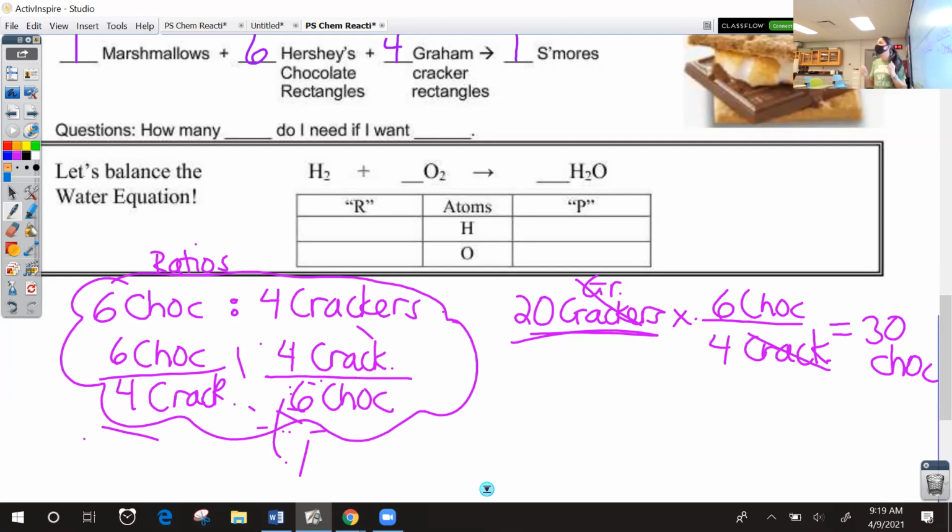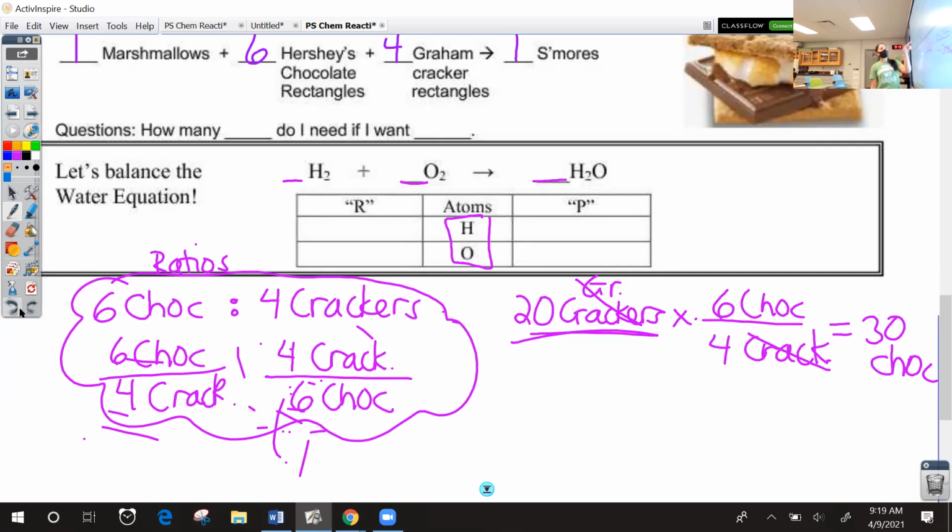Coefficients, awesome, they're called coefficients. And the coefficients give us the ratios, okay? So what we're going to do is try to figure out what the coefficients are in this equation to make water, okay? So what we do is, I've got my atoms, and on both sides, you can see that you only have hydrogen and oxygen, okay?